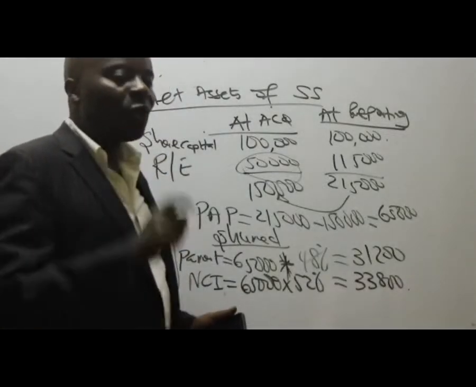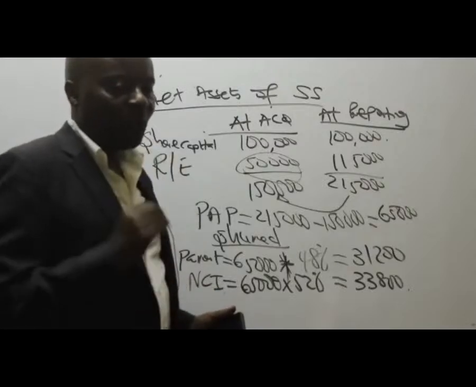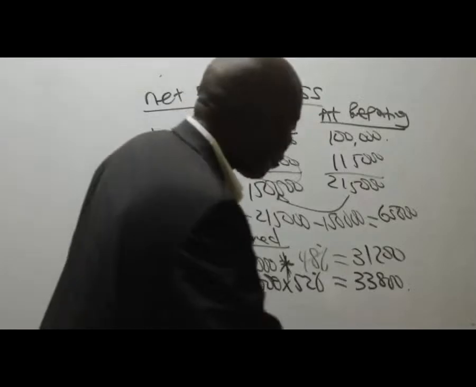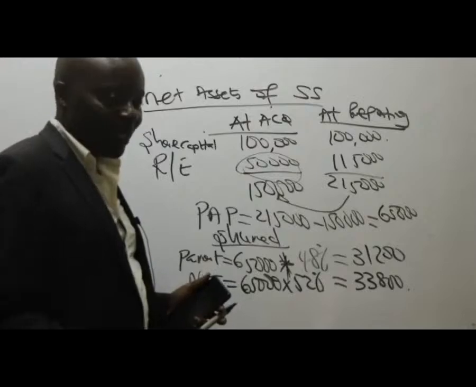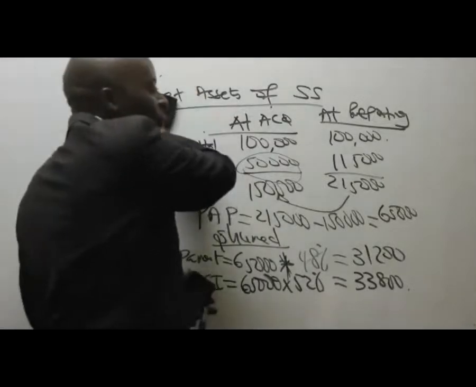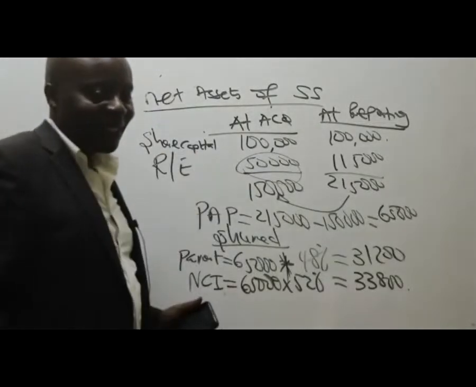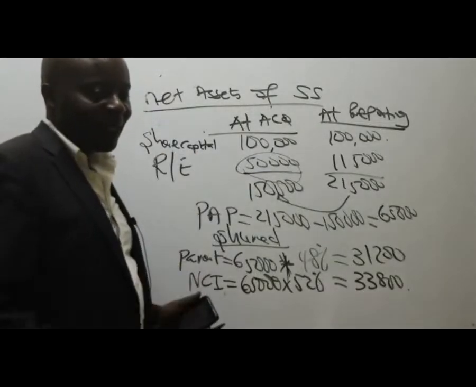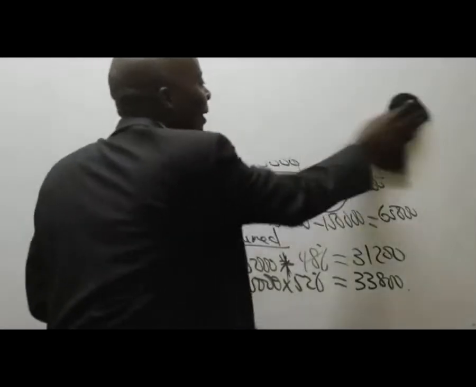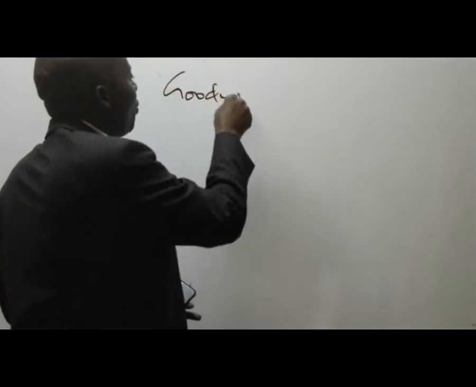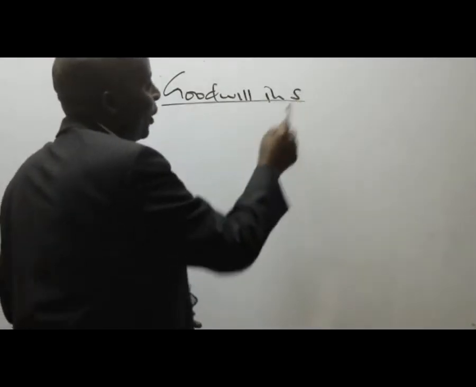After net assets, of course, we know that the next thing will be goodwill. I would want to give you 1 minute, each one of us, to calculate the goodwill. Goodwill is normally computed for the subsidiaries. So please go ahead and give me the goodwill in the first company, the first subsidiary called S. I'm giving you 1 minute, try.